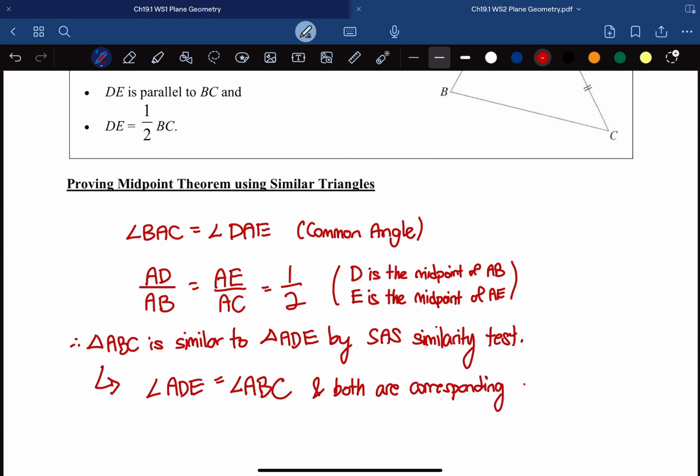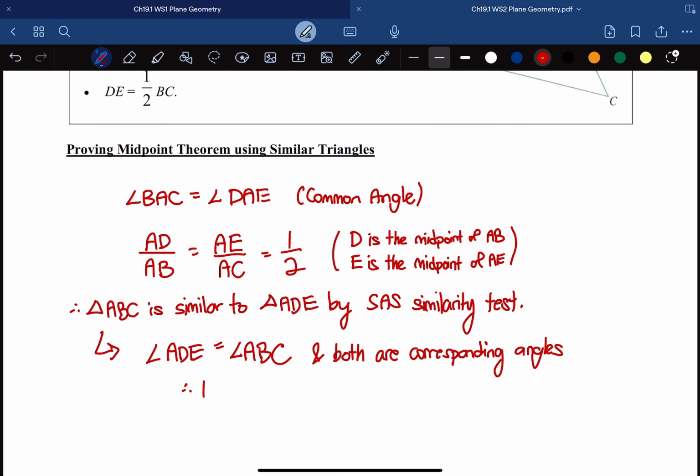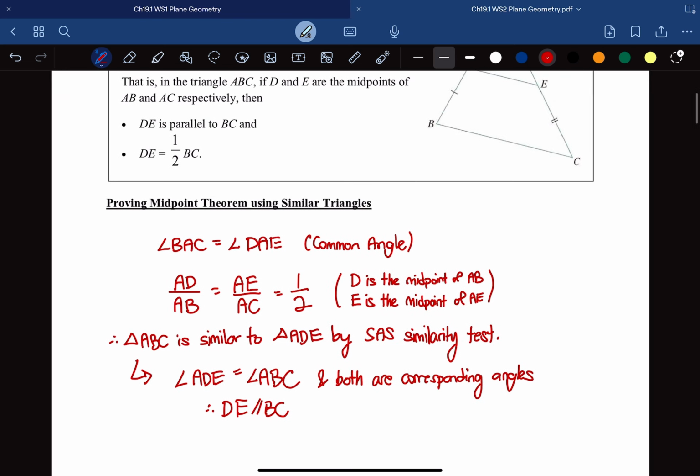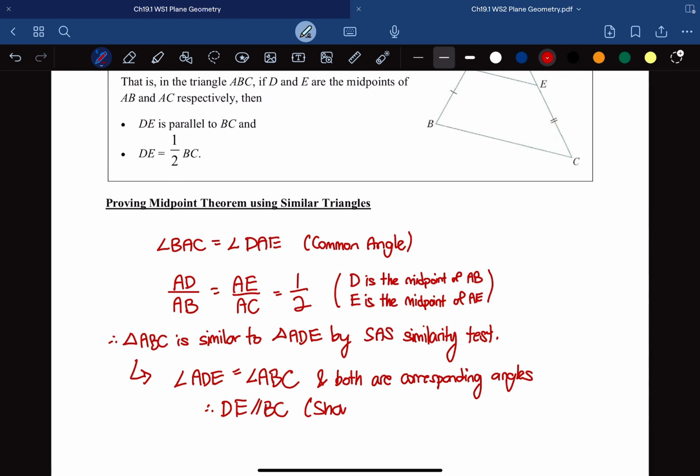Both angles are corresponding angles. And therefore I can make the next conclusion that DE must be parallel to BC. Okay, this is the first property that we wanted to show, that DE is parallel to BC. And the next property we want to show is that DE is half of BC.